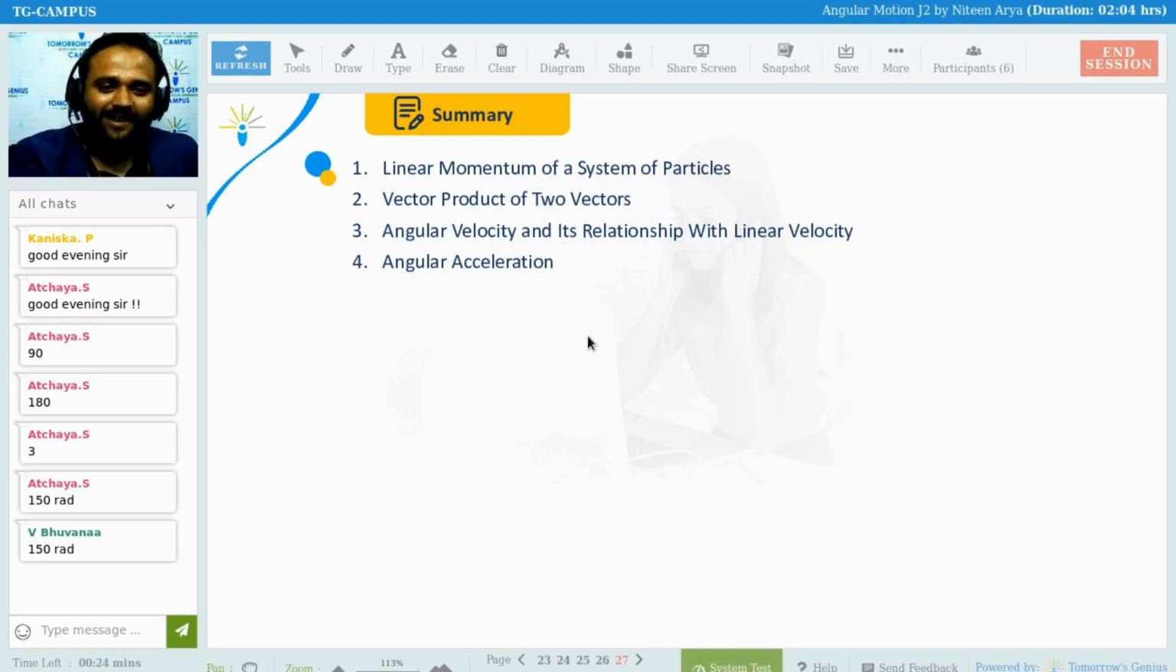What we learn in this: linear momentum of a system of particles, the vector product of two vectors, angular velocity and its relationship with linear velocity, and angular acceleration and its properties and its relation with linear acceleration.